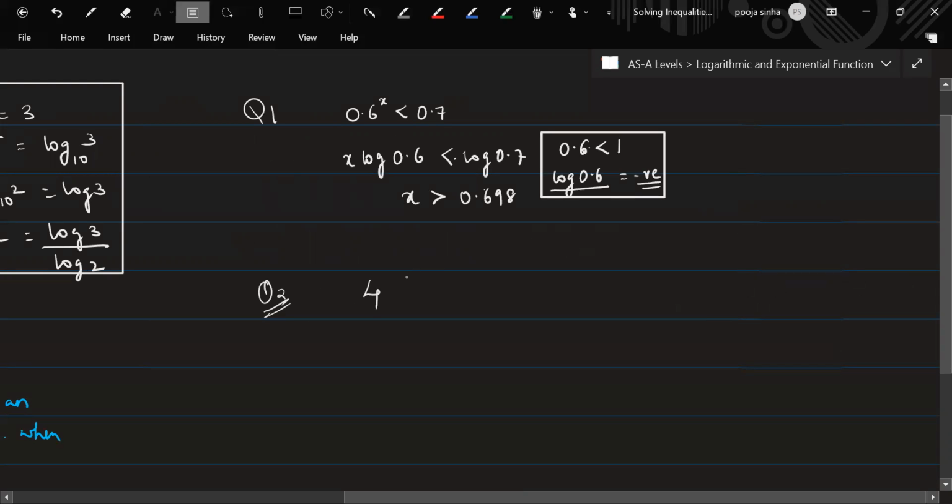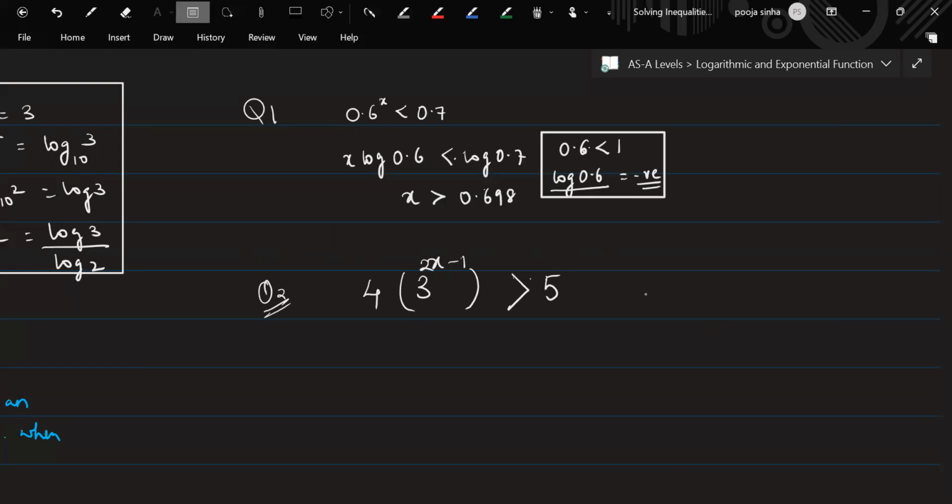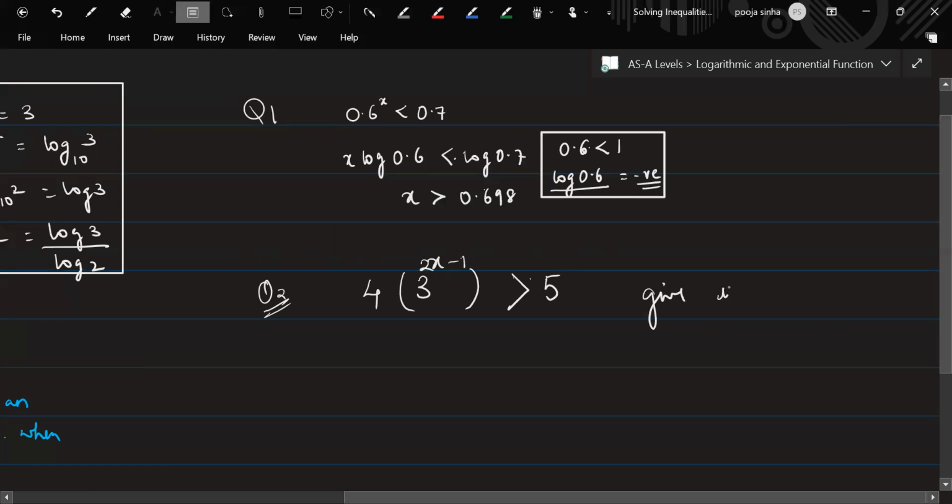Next question. 4 times 3 raised to power x minus 2x minus 1 is greater than 5. You have to give the final answer in terms of base 10.